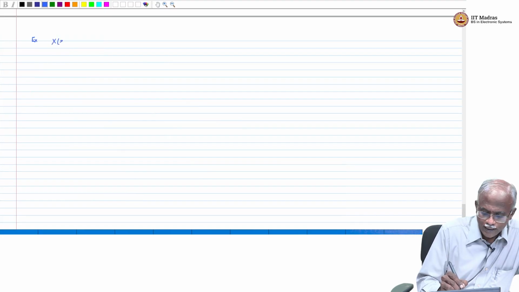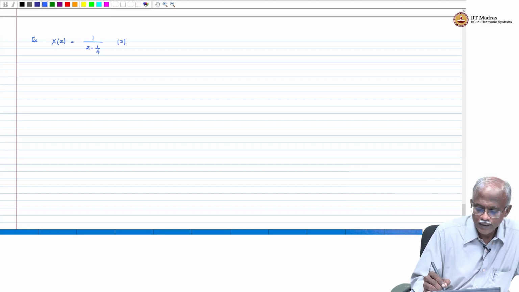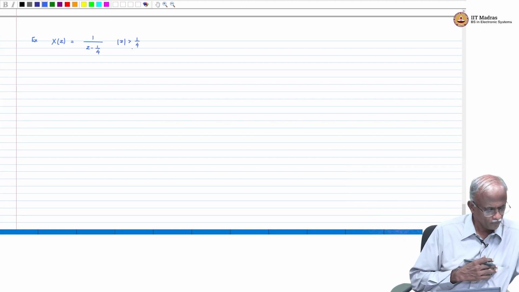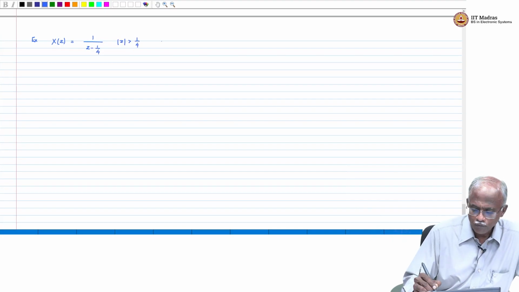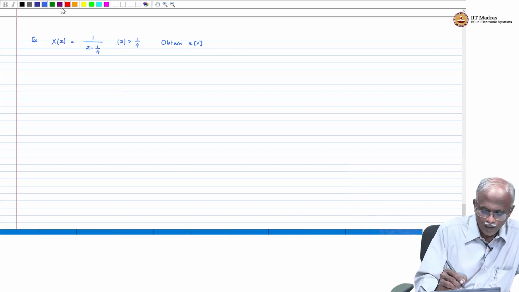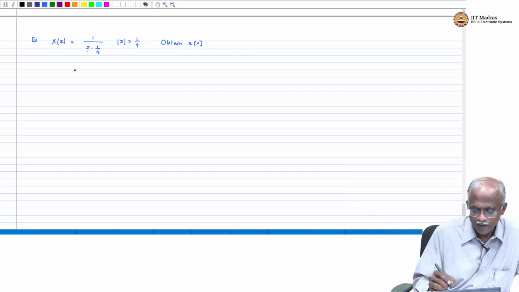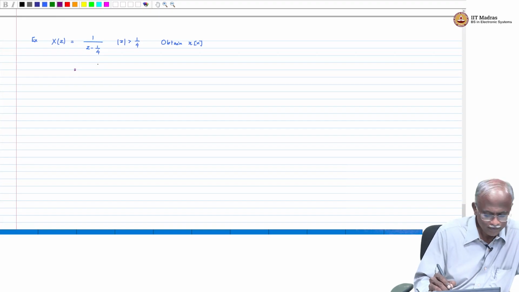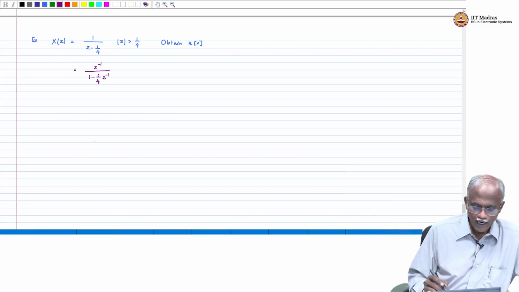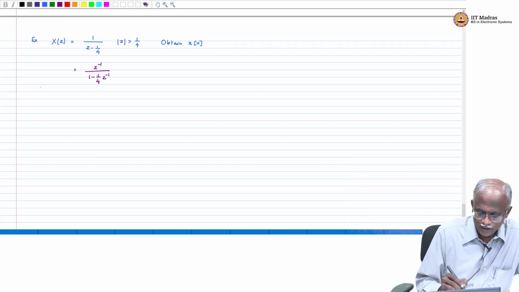X of z is equal to 1 over z minus 1/4, mod z greater than 1/4. Okay, so obtain x of n. This is the statement of the inverse Z transform problem. Again, we are going to use the following method where we write it in terms of z inverse. This becomes z inverse divided by 1 minus 1/4 z inverse, and we can do it in two methods.